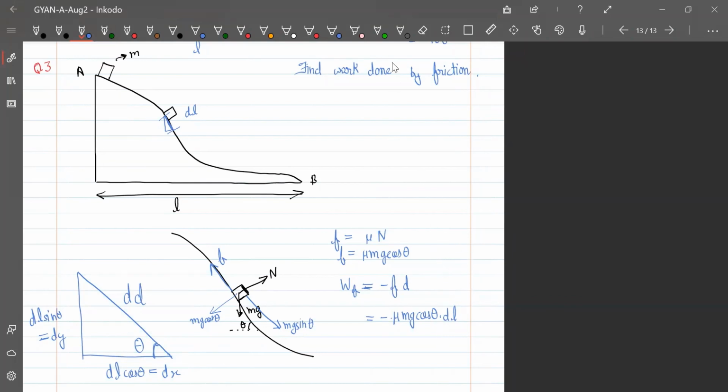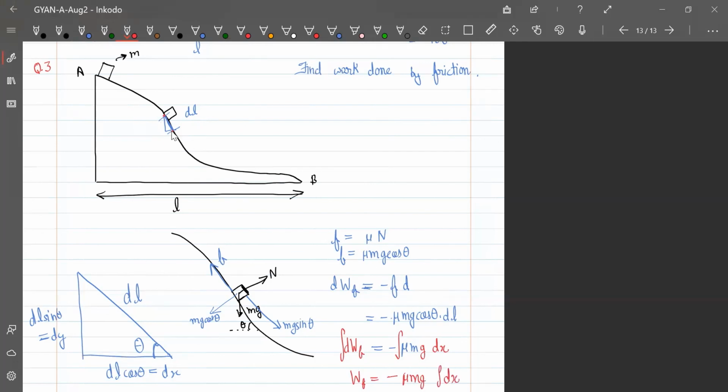Now see, our dl cos theta we can write as dx. What is dl cos theta? That is dx. So the small work done for this small displacement, from here to here, moving the particle a very small displacement, is minus mu mg dx. That is the work done by friction. So total work done will be the integration of this. So work done by friction will only depend upon the displacement which is horizontal.